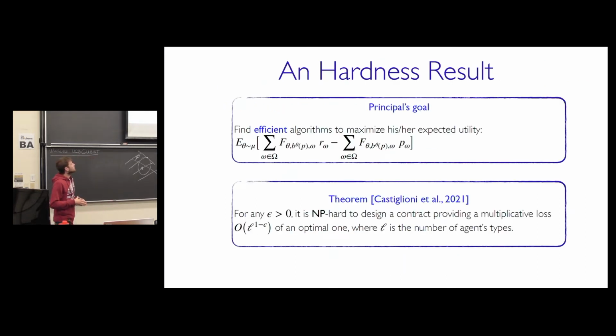So our goal is to find efficient algorithms to maximize the principal's expected utility. And it is known by previous work that this problem is NP-hard, and in particular, it is NP-hard to design a contract that provides a sublinear approximation in the number of types.